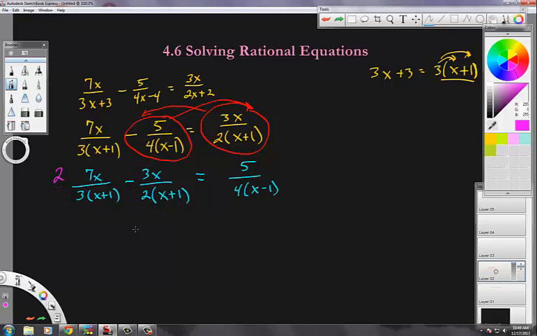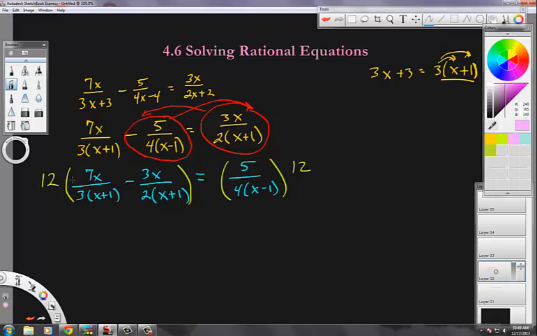There may be a little bit easier way to do this, though. So let me try to show you that. Because this is a 3, a 2, and a 4, I know that all three of those green circled numbers go into 12. They all go into 12, which means I can multiply everything by 12. All right, now watch what happens here.